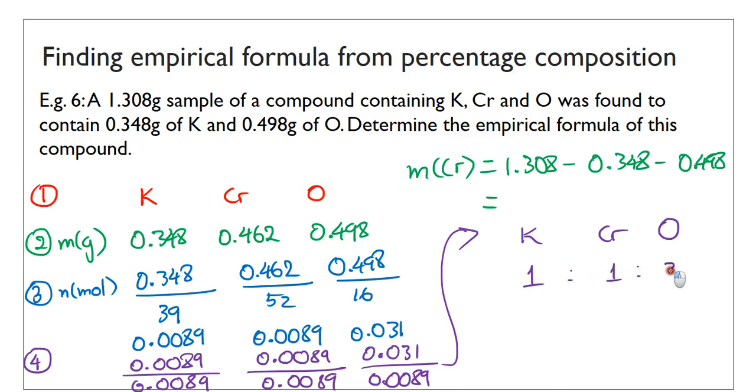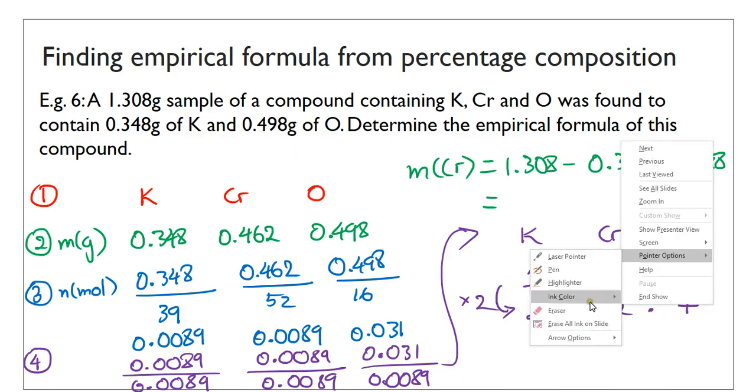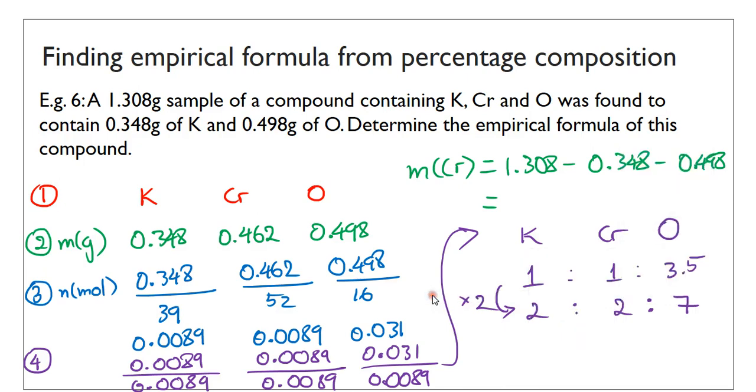So I ended up with a 1-to-1-to-3.5 ratio. Now you're actually not finished here because, even though this is a correct ratio, it's not the smallest whole number ratio because you have a decimal here. So I actually need to multiply this by 2 to get the smallest whole number ratio before I can write the empirical formula. Simply because you don't write oxygen 3.5 in a formula, it is always a whole number. So the empirical formula is going to be K2Cr2O7 or potassium dichromate.